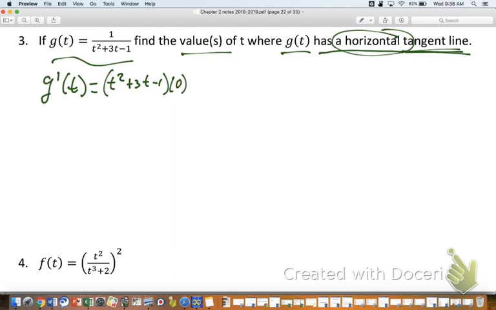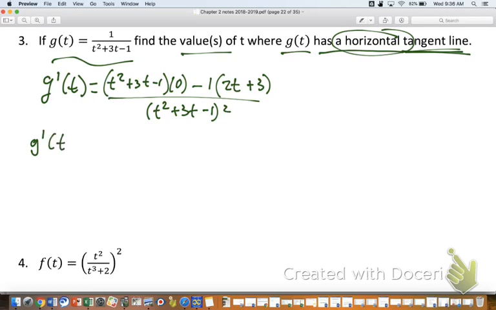Low d high. Minus high. What's d low? 2t plus 3 all over the square of what's below. So that would be t squared plus 3t minus 1 quantity squared. And you could clean this up a little bit. You could say g prime of t equals, I guess you could distribute that minus 1 and get negative 2t minus 3 over this whole somewhat scary looking denominator. Okay, so there's our derivative.